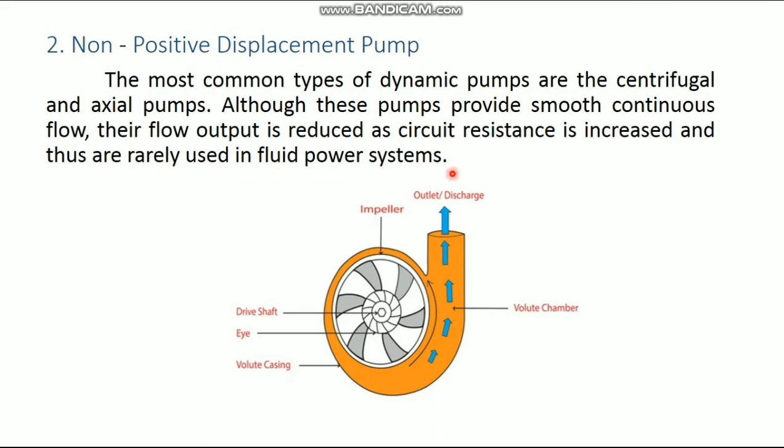In a non-positive displacement pump, an equal quantity of fluid will not be delivered for every revolution of the impeller or every stroke of the pump. So this is the main disadvantage of this pump. In hydraulic power systems, mainly positive displacement pumps only are used. The centrifugal pump is a major example of a non-positive displacement pump.